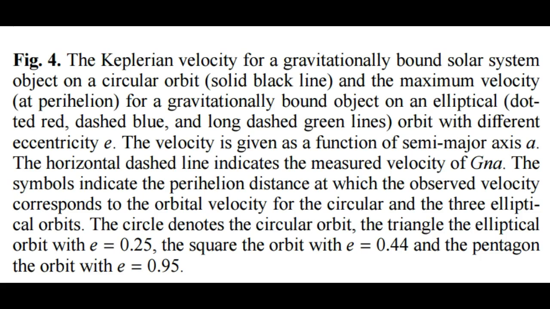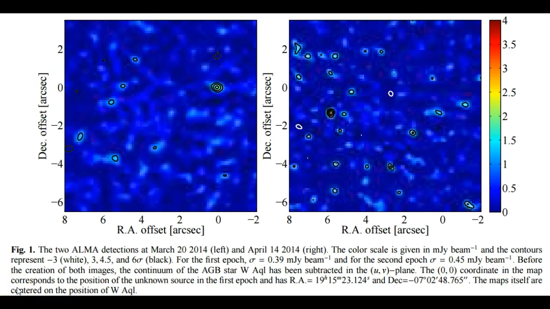0.95. Again, this is slightly above my pay scale, I promise you, but there's people out there that can do this. Now, for the 2014 sightings, we have this information. I haven't found it yet for the 2015 that we have in the photograph, but these are the two ALMA detections on March 20th, 2014 on the left and April 14th, 2014 on the right. It gives you your declination offset in arc seconds and your RA offset in arc seconds on the bottom scale.